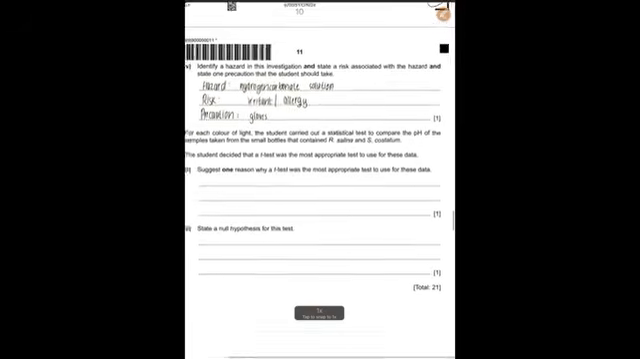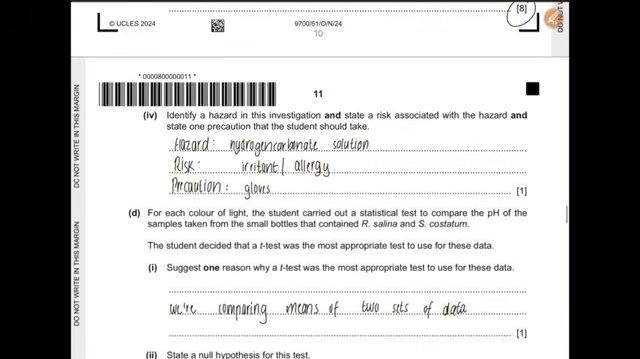Now, for each color of light, the student carries out a statistical test to compare the pH of the samples taken from the small bottles that contain R. salina and S. costatum. The student decided that the t-test was the most appropriate test for these results. So just one reason why a t-test was the most appropriate test for these data: because we're comparing the means of 2 sets of data, right? We're comparing the mean pH of the R. salina and S. costatum. So that's why the t-test is the most appropriate.